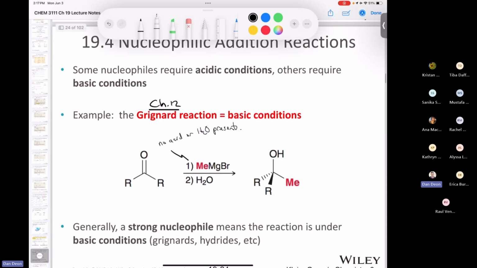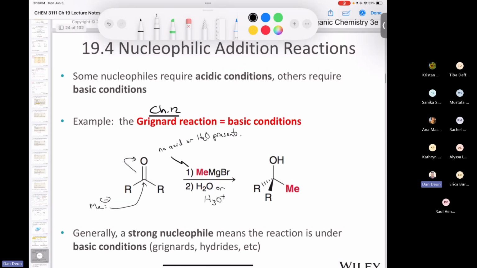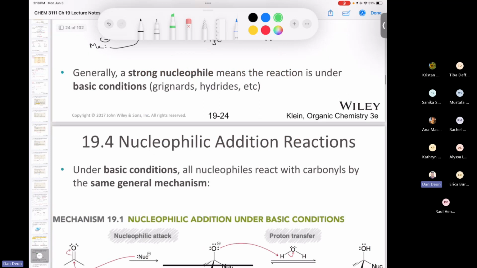So in the first step, if you have your methyl Grignard, that's going to do a nucleophilic attack like this, and then you end up doing the proton transfer with water or aqueous acid. Either one is totally fine. And then you protonate to get your alcohol. So generally, a strong nucleophile, like a Grignard, means the reaction is under basic conditions, okay? Generally speaking. So there's nothing really new here. Again, this is something that we covered in detail way back in chapter 12.